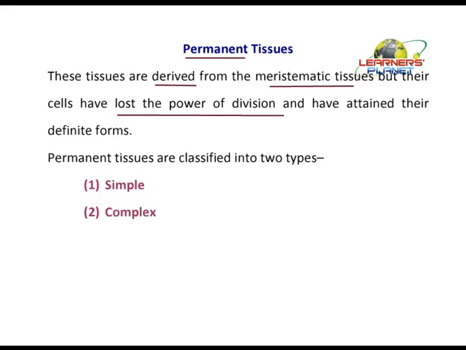They have lost their cell division capacity. But these cells are showing metabolism, and these metabolic functions are supporting the special functions of the permanent tissue. In the case of meristematic tissue, they are highly active in terms of metabolism. But in permanent tissues, the rate of metabolism is slow.